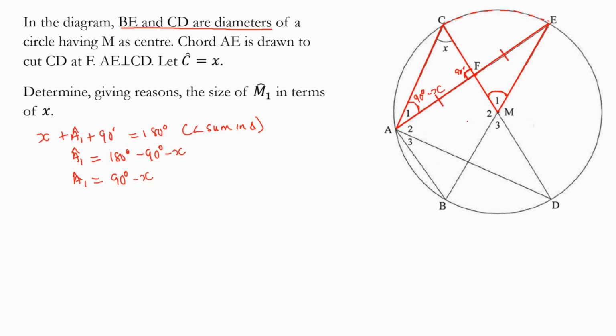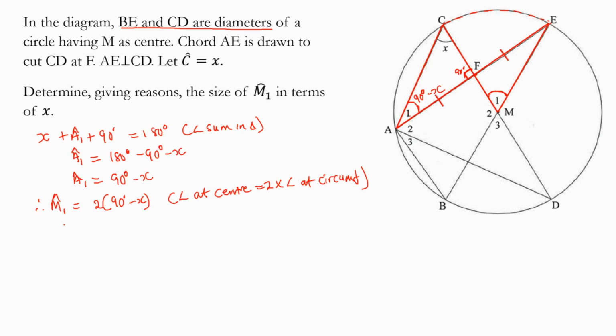Now angle M1 and angle A1 are related. These are subtended by the same arc, but one is subtended at the center and the other at the circumference. So angle M1 is 2 times angle A1. Therefore angle M1 is equal to 2 times (90 degrees minus X). The reason: angle at the center equals 2 times angle at the circumference.